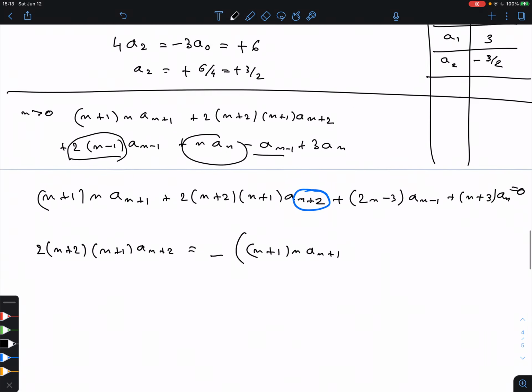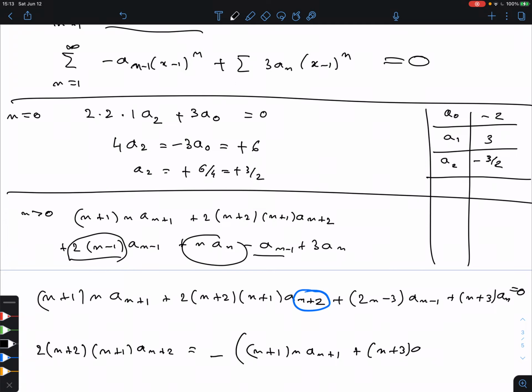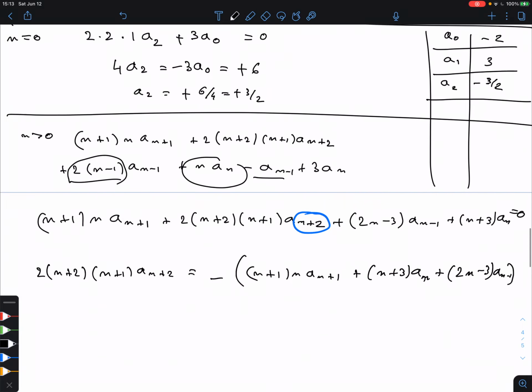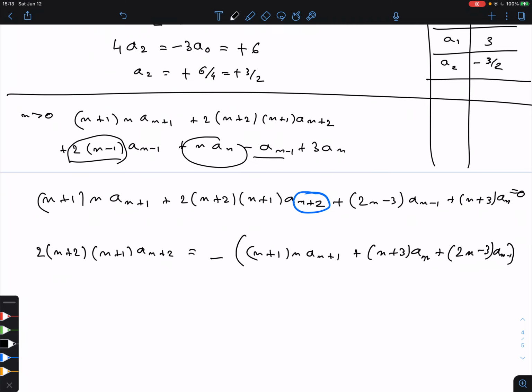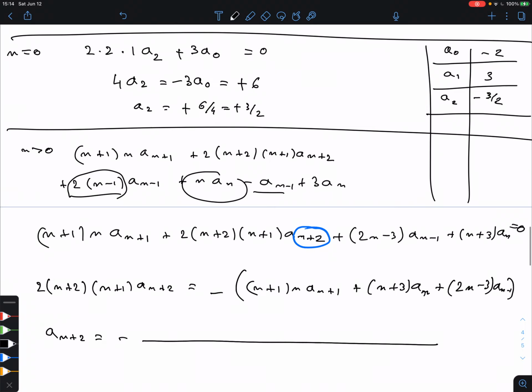Yeah, okay. Now I'm sorting out everything. Plus, let's write it in descending order of the indices. So this one plus (2n minus 3) a_(n-1). Okay, so we solve now by dividing by 2(n+2)(n+1). So a_(n+2) is equal to minus, and on top we have (n+1) times, and do not expand these things, just leave them as they are, because expanding doesn't help anything here. And in the bottom we get 2(n+2)(n+1).